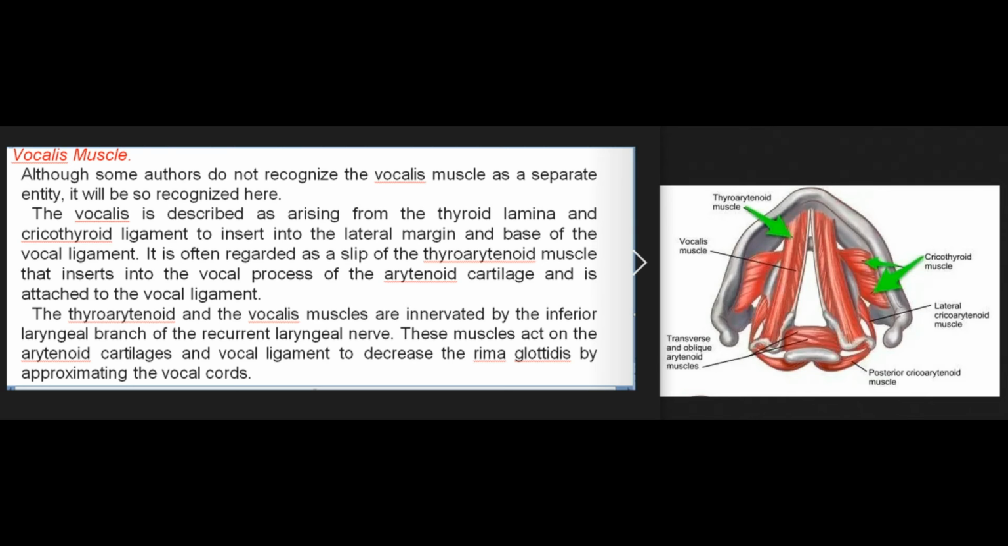The thyroarytenoid and the vocalis muscles are innervated by the inferior laryngeal branch of the recurrent laryngeal nerve. These muscles act on the arytenoid cartilages and vocal ligament to decrease the rima glottidis by approximating the vocal cords.